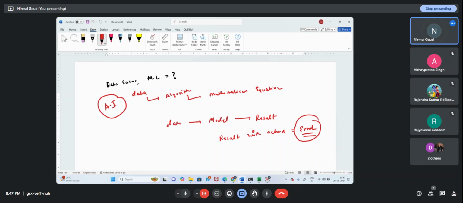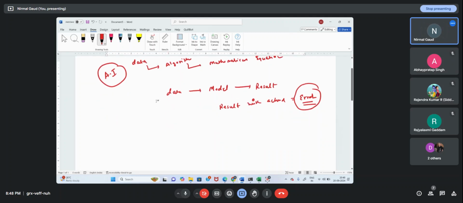From here the application of calculus starts. What I need to do is reduce the error. The question is how, and how is calculus applicable in reducing the error?